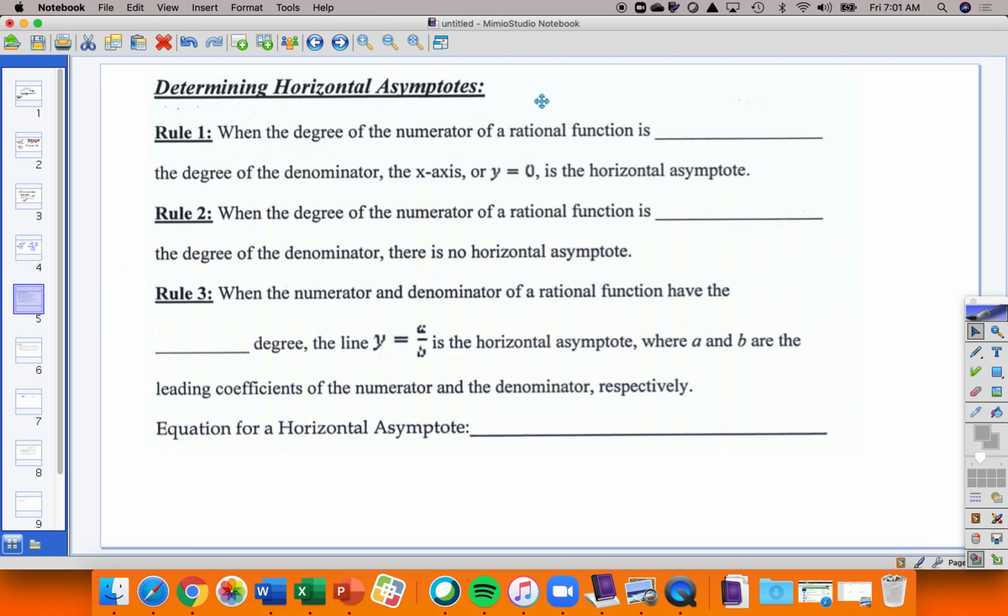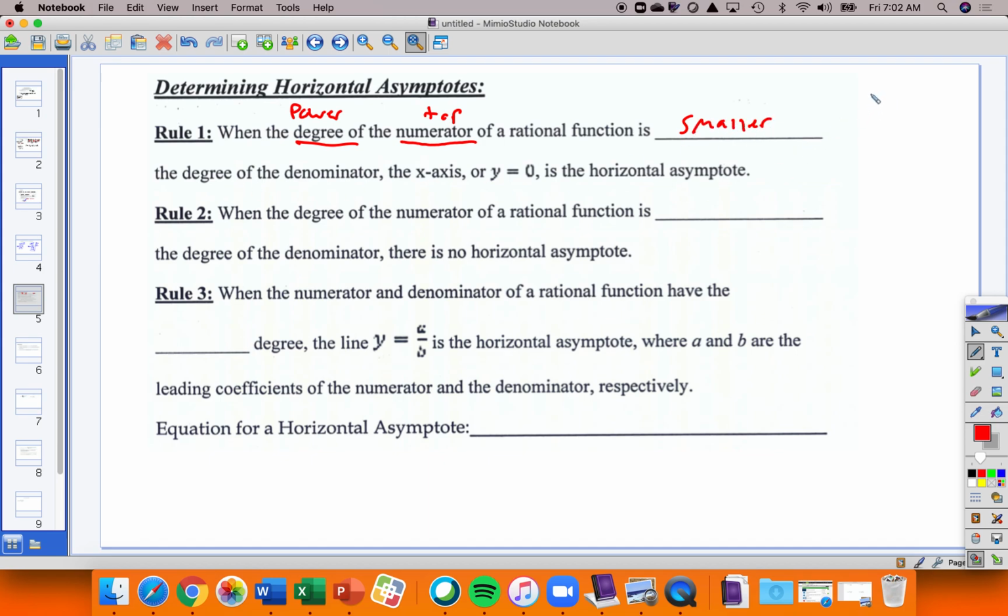All right. The next kind of asymptote is a horizontal asymptote. Okay? Horizontal. And a horizontal has 3 different rules. Rule number 1, when the degree of the numerator of the rational function, so we're talking about the numerator, which means the top, right? And degree means power, the highest power, of a rational function is less than the degree of the denominator, the x-axis, or y equals 0, is a horizontal asymptote. So when the degree of the numerator is smaller than the degree of the denominator.